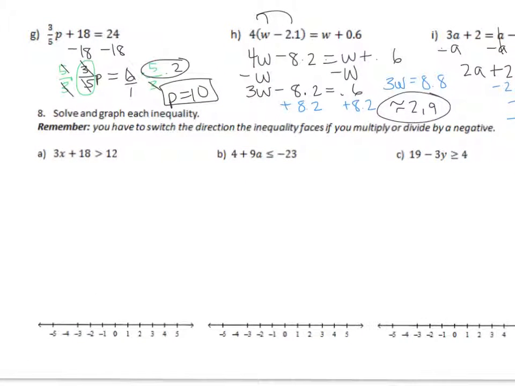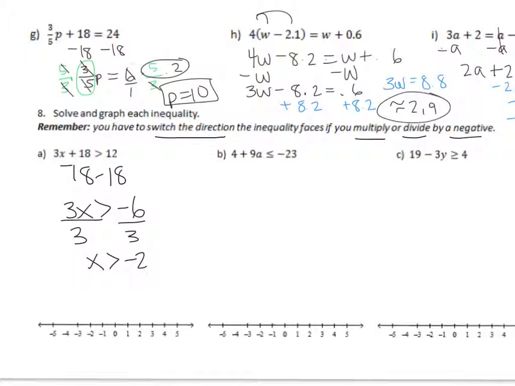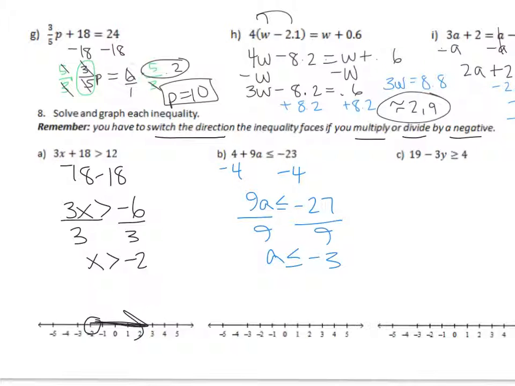And then inequalities. Remember, you have to switch the direction if you multiply or divide by a negative number. So I subtract 18, 3x greater than negative 6, divide by 3, x is greater than negative 2. This is going to be an open dot shaded to the right. And then subtract 4, 9a less than or equal to negative 27. I'm still dividing by a positive number, so I don't switch the sign. So it's a less than or equal to negative 3. So at negative 3, I put a closed dot and go to the left.